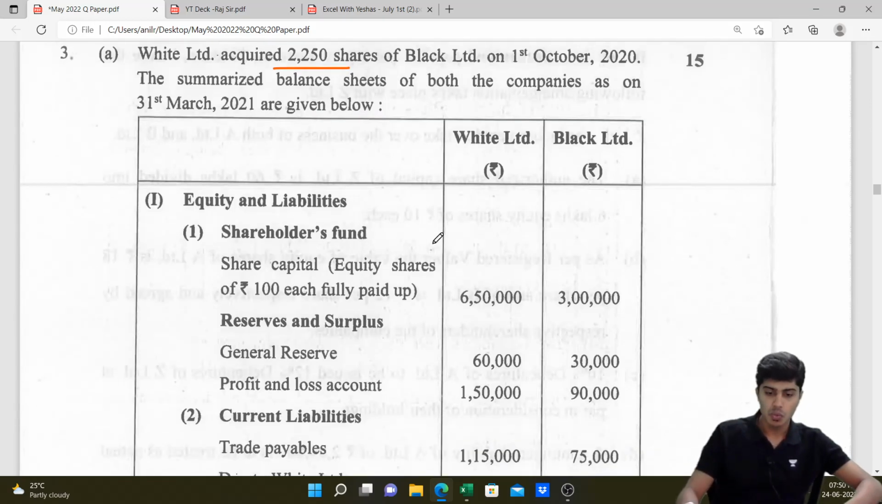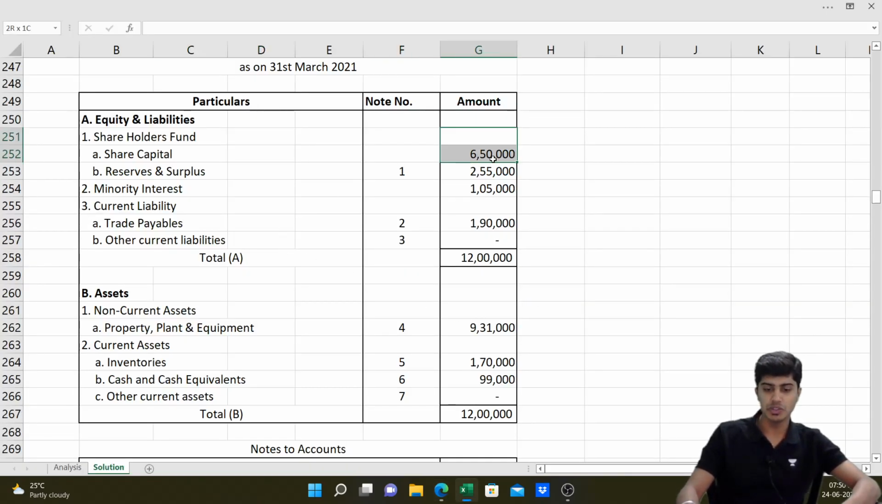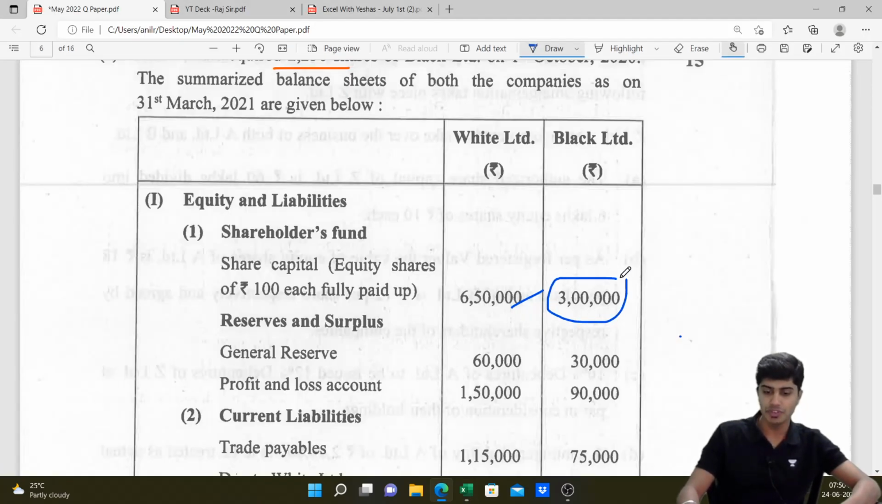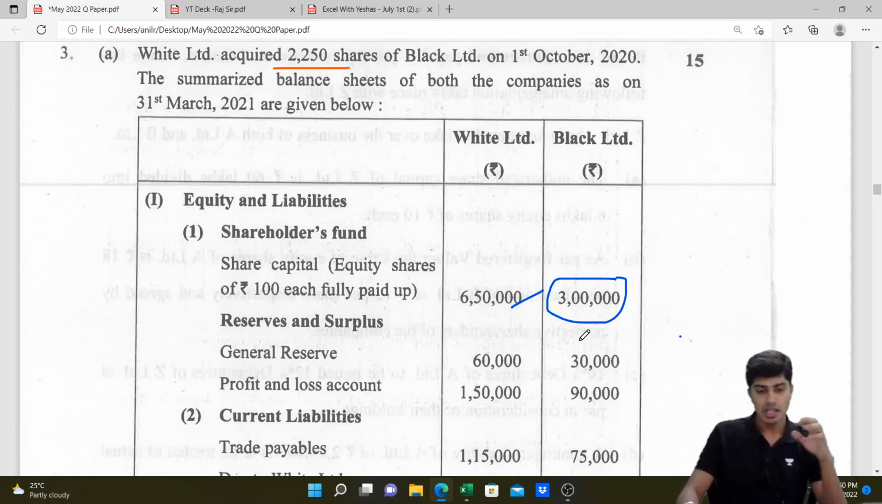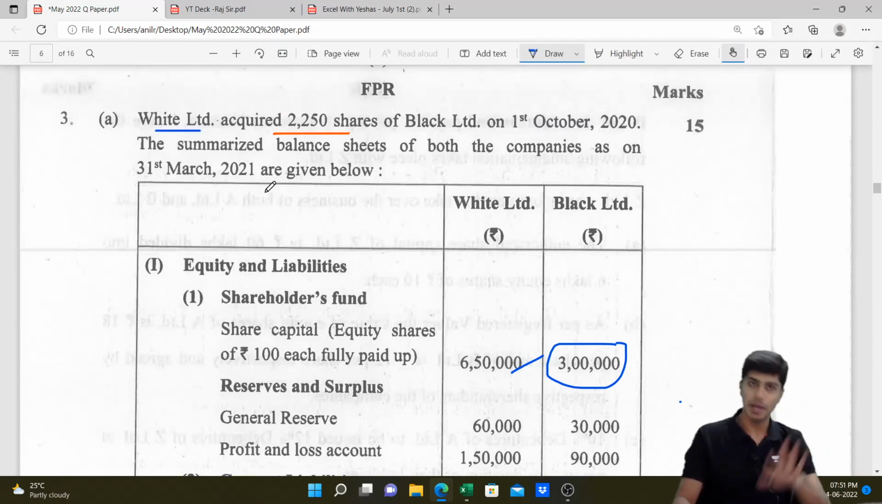So what will we start with? White Limited's capital of 6,50,000 will appear straight away in the balance sheet of White Limited. Have a look, 6,50,000 will appear exactly like that without any corrections. No problem whatsoever. However, when you come to Black Limited's capital of 3 lakh, this has to be split into 2 parts. This is 3 lakh rupees of shares of rupees 100 each. So if I split this, I would basically get 3,000 shares, of which 2,250 shares are held by White Limited and the balance 750 is minority interest.